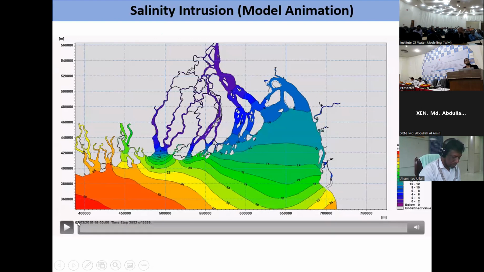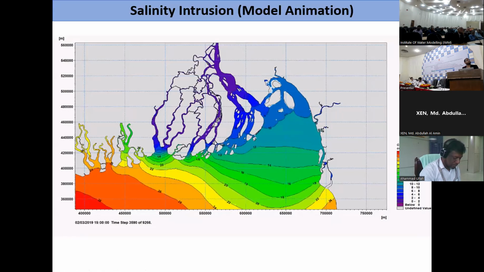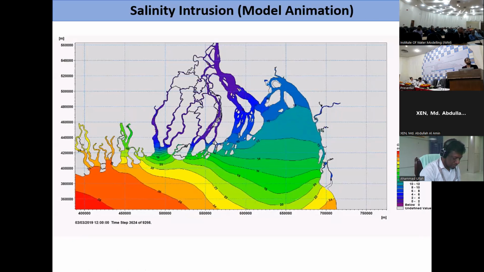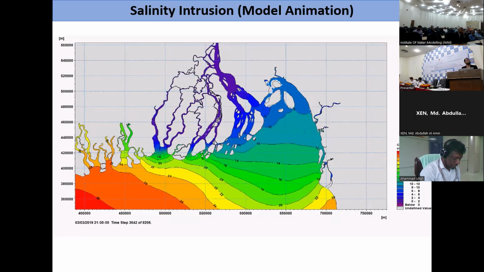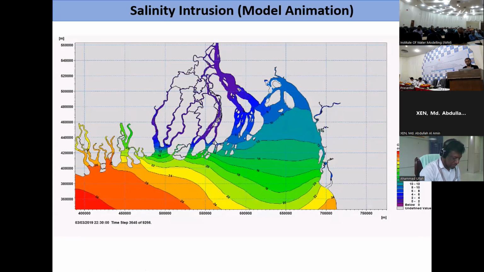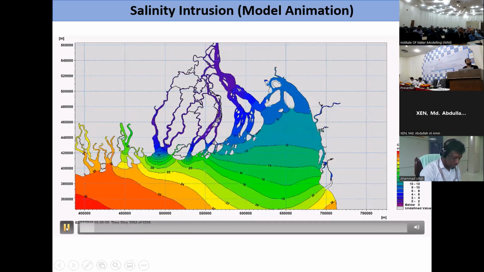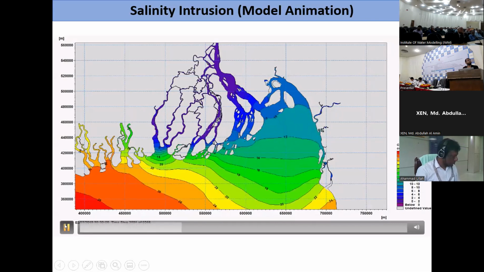This is an animation of salinity intrusion along the coastal zone of Bangladesh. We can see that the salinity isohaline is moving with the direction of the tide. During high tide, the isohaline propagates upward, and at low tide it propagates downward.